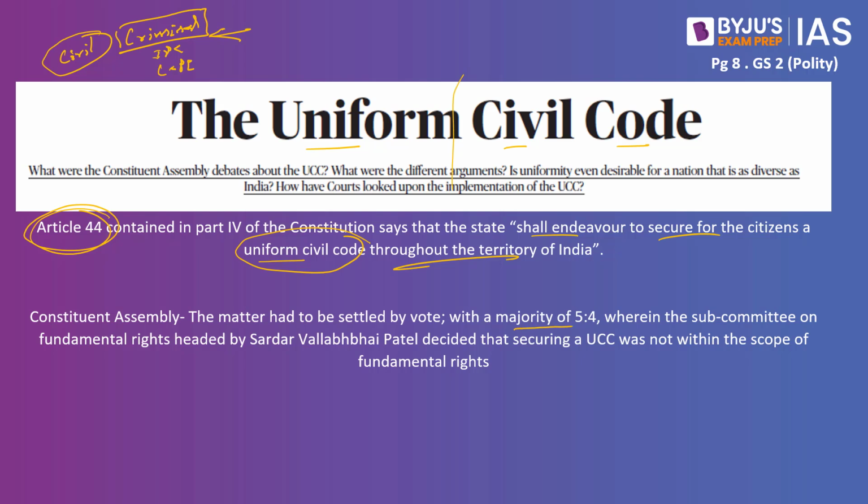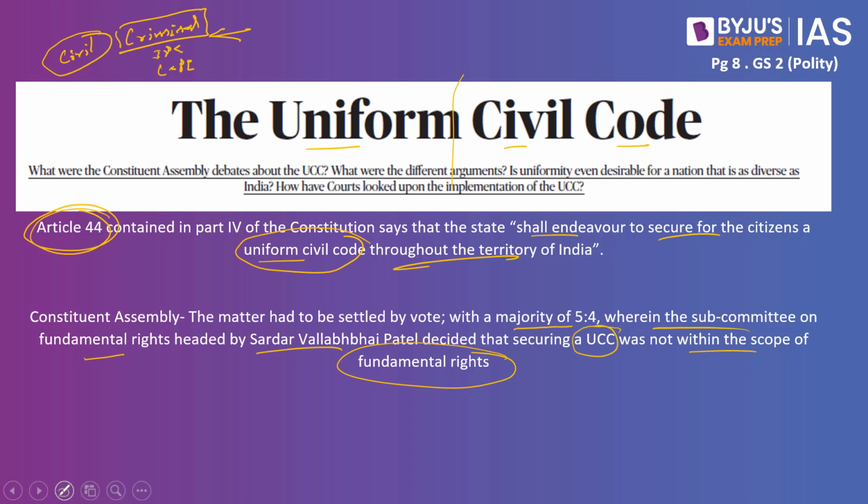So with a majority of 5:4, the subcommittee on the fundamental rights headed by Sardar Vallabhbhai Patel decided that securing a uniform civil code was not within the scope of the fundamental rights. So they rejected this particular proposal that the uniform civil code should be part of Part 3, the fundamental rights. Instead, it should be placed in Part 4, which is the directive principles of state policy. So they went on to say that this is only a governance aspect. The state can push for it, but it will not be covered under the fundamental rights.